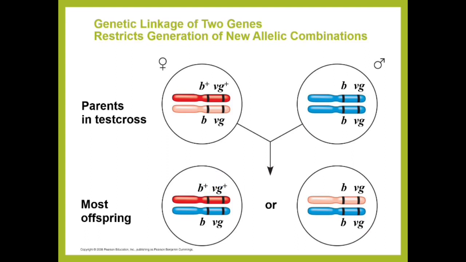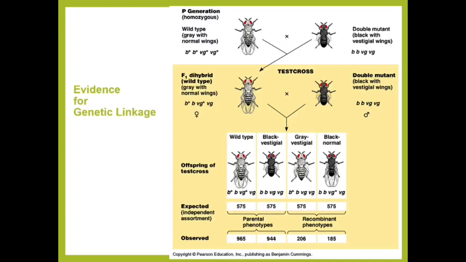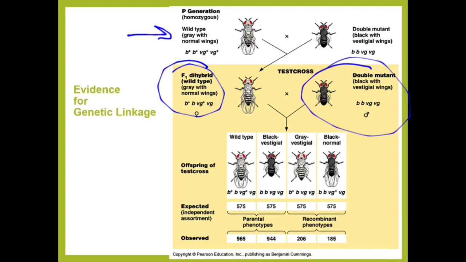And so we can use this to figure out how linked these genes are. We come back to our cross. Here's the cross that we did. We got our P generation right here. Those were our parents. We take our F1 dihybrid and cross it with our homozygous recessive right here. What we would expect, like we saw, was equal, so 1 to 1 to 1 to 1.